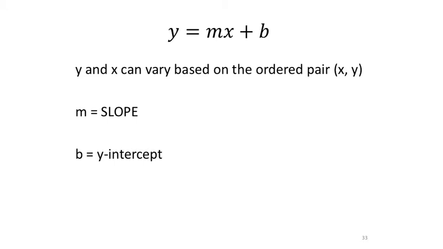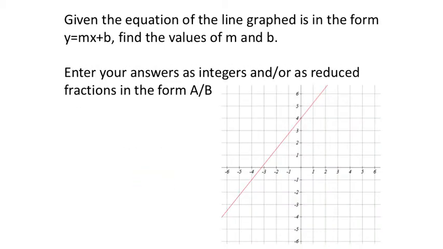So y and x can vary based on the ordered pair. Again, the y and x in this slope-intercept form, that is an ordered pair on the line, right? It just needs to make it true. M is the slope, B is the y-intercept. Just remember to write your y-intercepts as an ordered pair. That's the main thing. All right, so on this graph, we got to write the equation for it.